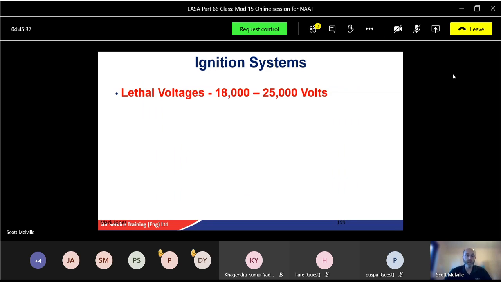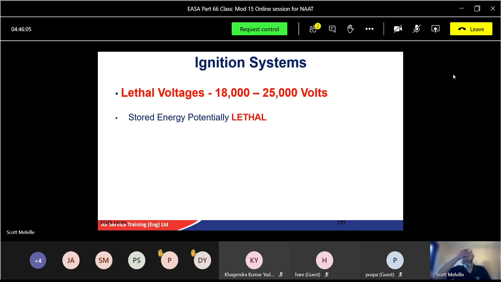So ignition's great, but it's also very dangerous. We need to make a spark to ignite the fuel, and so we need high voltage. Again, go back to cars and motorbikes. You have high voltage going to the spark plug to ignite the fuel. So lethal voltages, we're looking at 18,000, 25,000 volts. If you get this wrong, you'll get it wrong once. Simple as that.